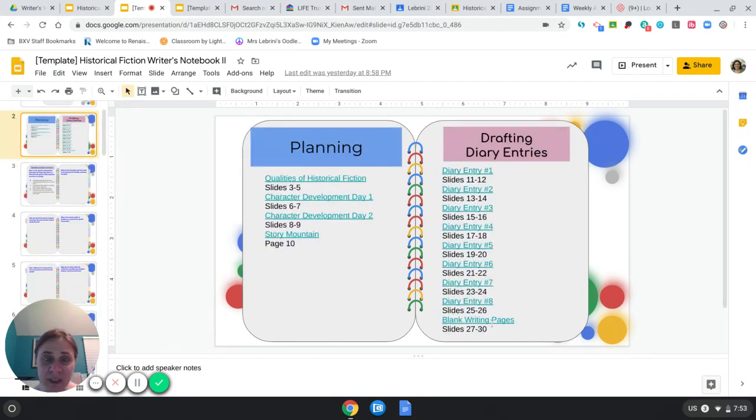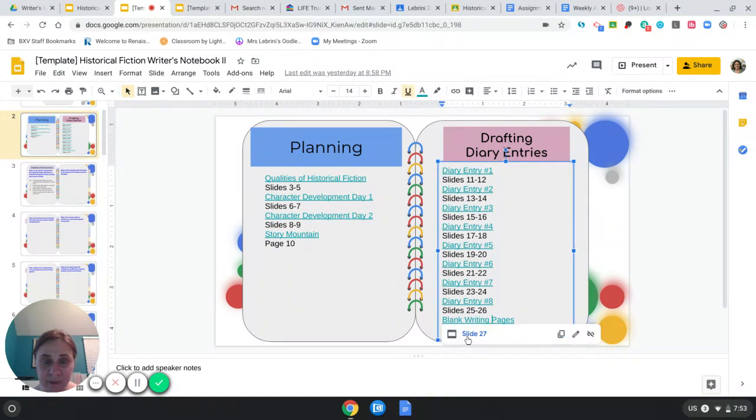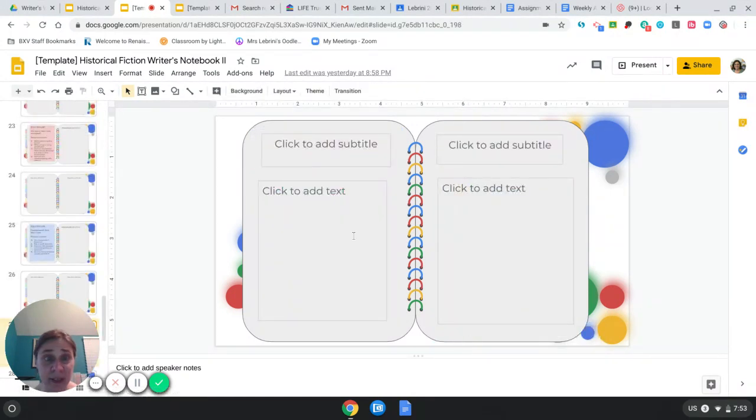there's a section here for blank writing pages. Okay, and you can use these blank pages. However, if you are going to use these blank pages, you want to make sure you clearly label diary entry number 1 and then your story underneath, just so you know what goes with what, okay?